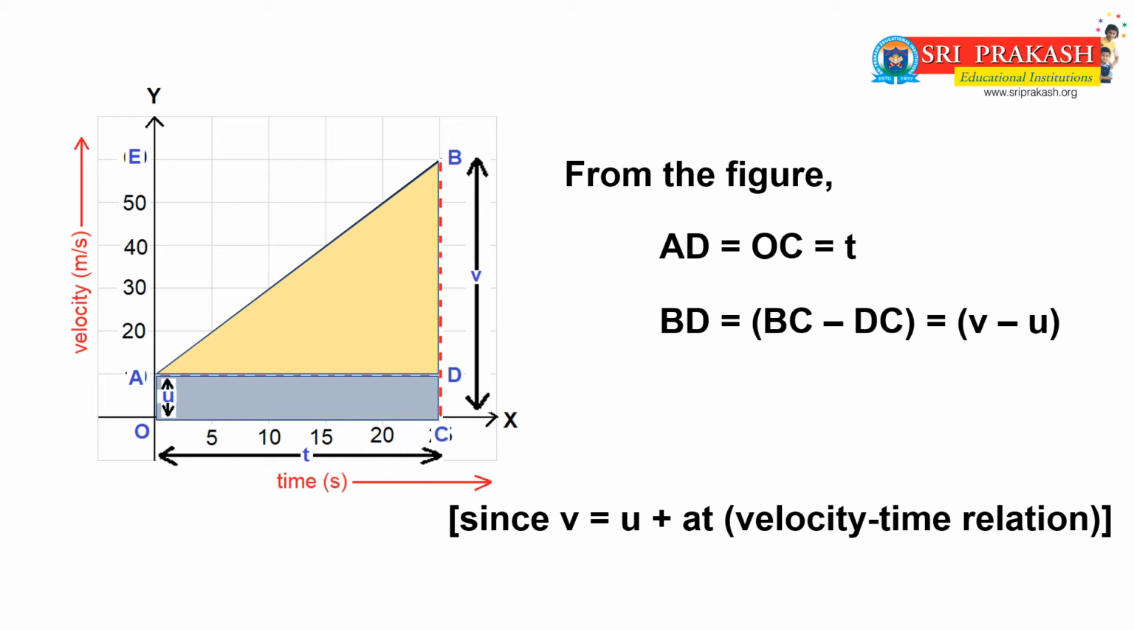Substitute this value of V in the above equation. That is U plus AT minus U. Plus U and minus U get cancelled, and BD is equal to AT. OA is equal to U along the y-axis.